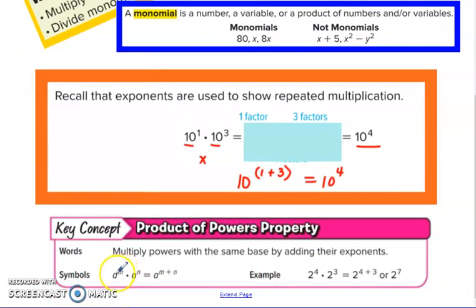Let's see what the law is for this, the property. If you have some kind of variable raised to a certain power, they're going to call it m, and you multiply that same base variable to another power, what do you do? You just add them up. Here's a good example. 2 to the 4th power times 2 to the 3rd power, and what we're going to do is add those two exponents up. There's our teacher talk right there, and you'll get 2 to the 7th power.